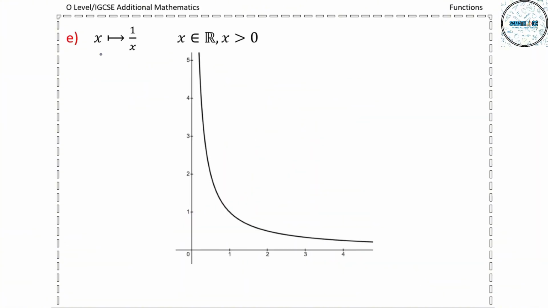Let's do another one in which x is mapped to 1 upon x. It is a reciprocal function. X belongs to real numbers and x is greater than 0. It means that we have to consider the graph for the values of x which are greater than 0. We have to first check which mapping it is: either one-to-one, one-to-many, or many-to-one. So we can see for one input, there is just one output. So it is one-to-one.